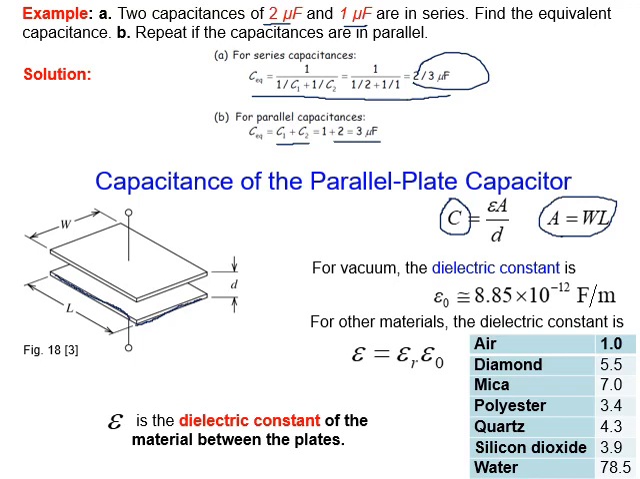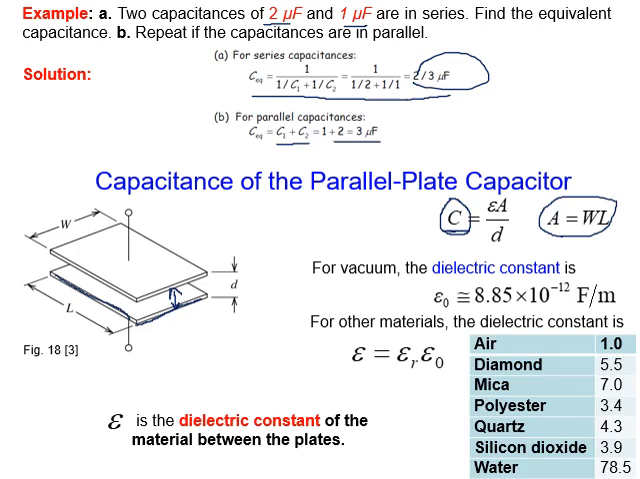Depth is the distance between the two plates, as you can see here. The capacitance C equals epsilon A over D. We know A and D, but what is epsilon? Epsilon is the dielectric constant. It's related to the material we put as a dielectric, an insulator, between the two plates.